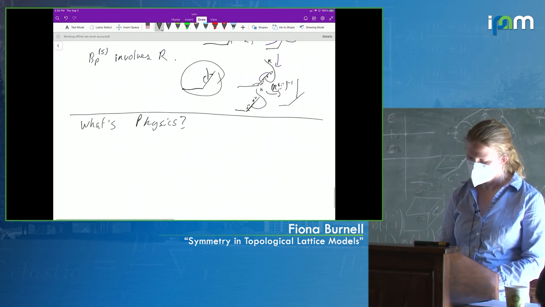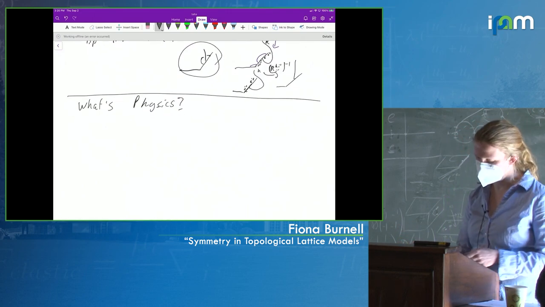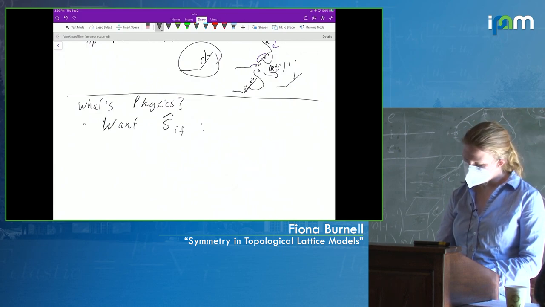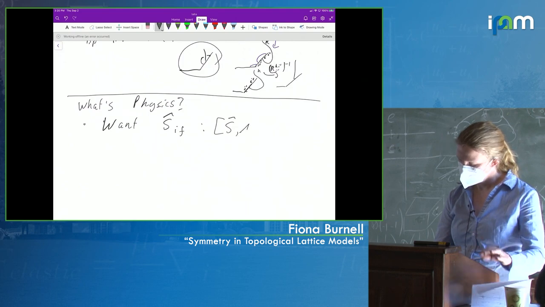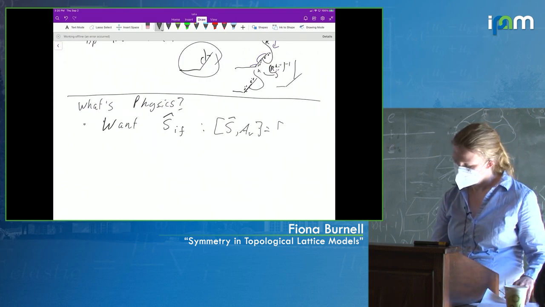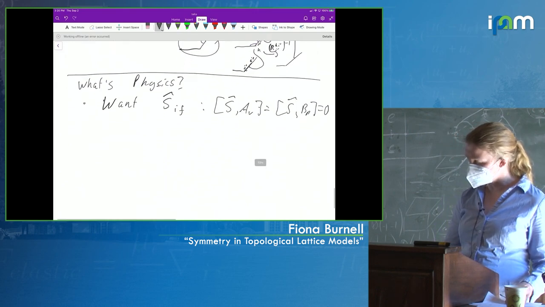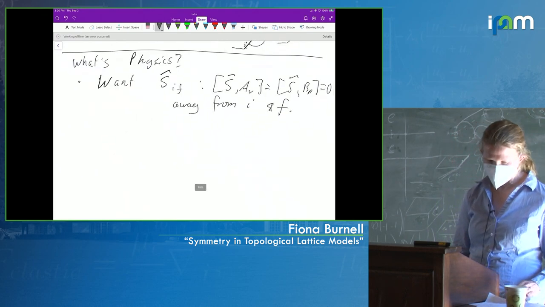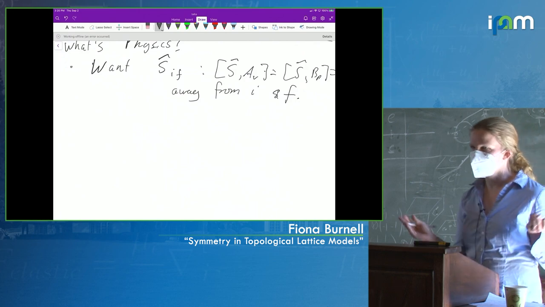What physical difference does this make? So we look at quasi-particle string operators, right? And so we want a string, I was calling it S hat I F, such that it commutes, maybe, that it commutes with all the terms in the Hamiltonian away from the initial point I and the final point F. Okay. Now the vertex term, okay, this is fine.